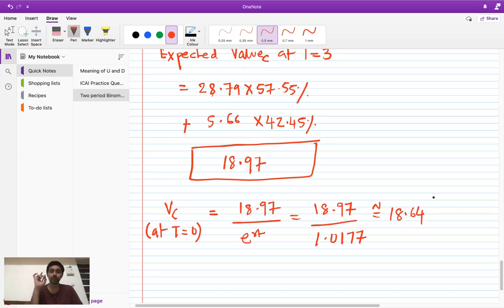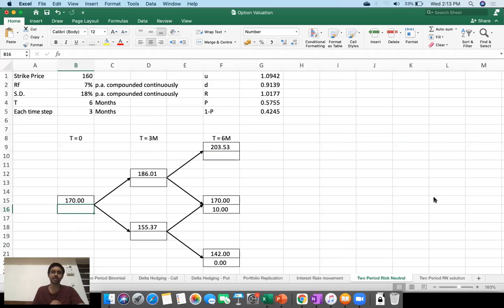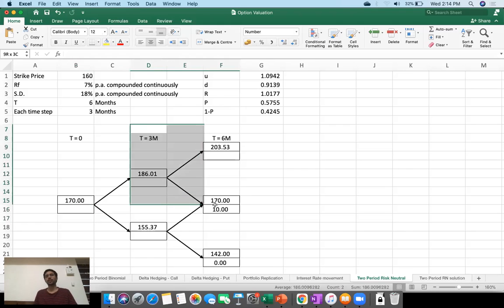18.64 is the value of a call option whose current spot price is 170, whose strike price is 160, whose standard deviation is 18% per annum on a continuously compounded basis, and where the risk-free rate is 7% and the option maturity is 6 months, where we divided the whole 6-month period into 2 halves of 3 months. So the value of the call option today is 18.64.